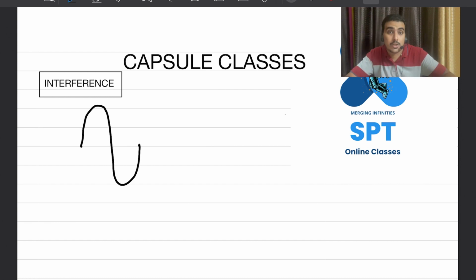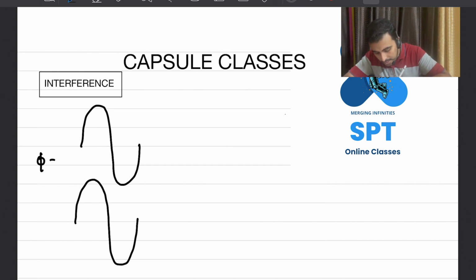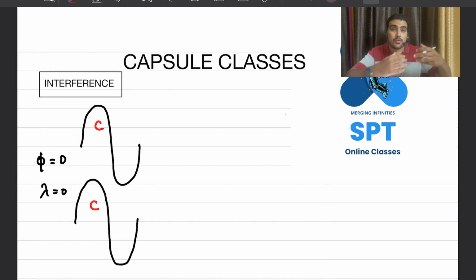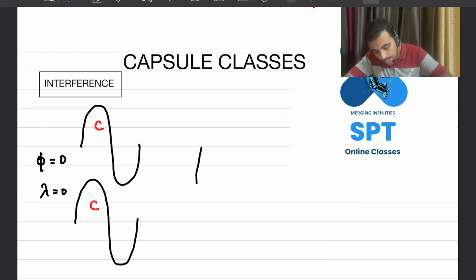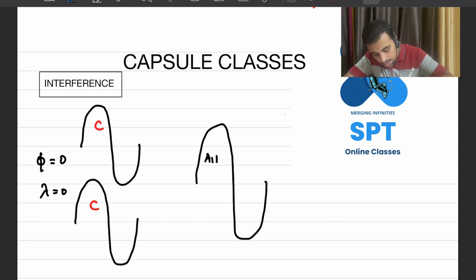Okay, now it needs to superimpose with yet another wave. So let me draw the second wave in such a way that it starts from the same point. Starting from the same point, we say that the phase difference between these two waves is 0, or path difference is equal to 0. So if the phase difference and path difference are equal to 0, then what you can see is that the crests of the two waves merge, overlap each other, and what you get is a wave with amplitude which is equal to the sum of the amplitudes of both the waves.